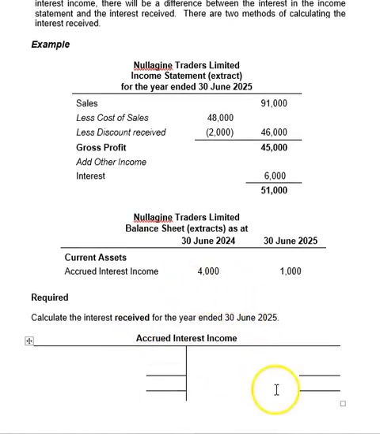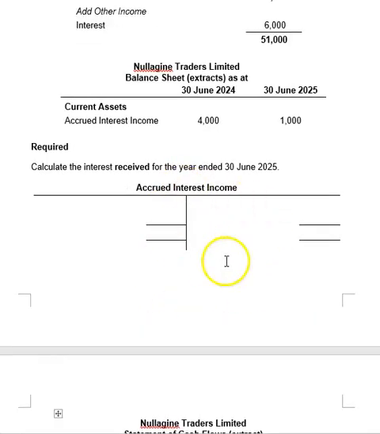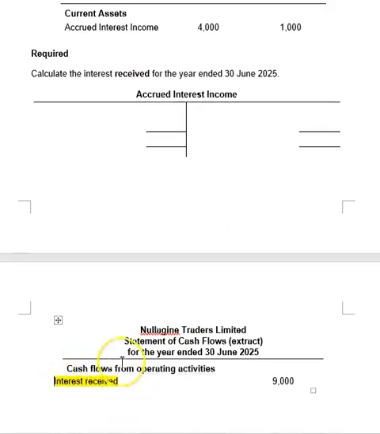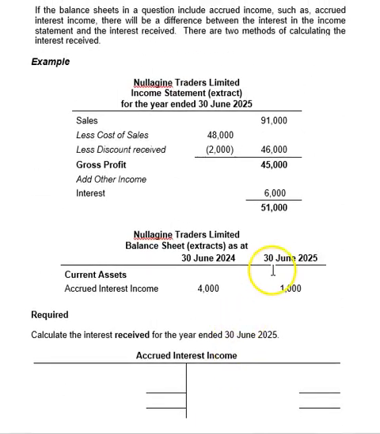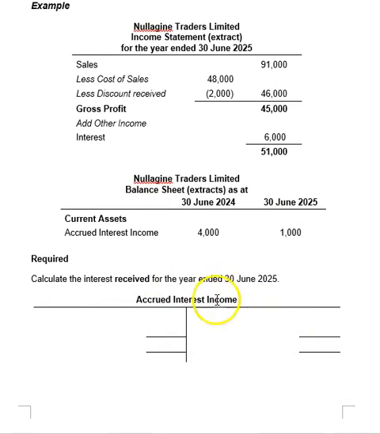So how do we reconstruct this accrued interest income account? We need to reconstruct it just to find out how much cash we receive from interest income. At the end of the day, we need to calculate how much cash we receive for interest income so that we can put it under our operating activities. So the first thing we need to do is reconstruct this accrued interest income account.